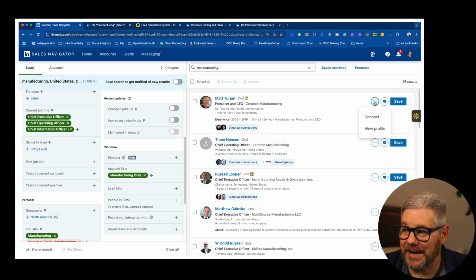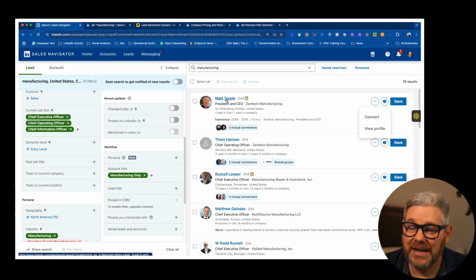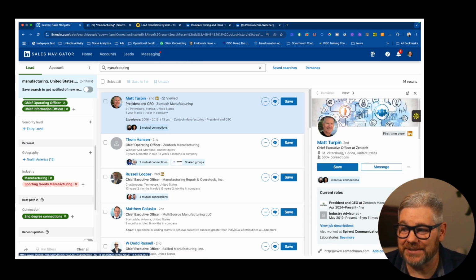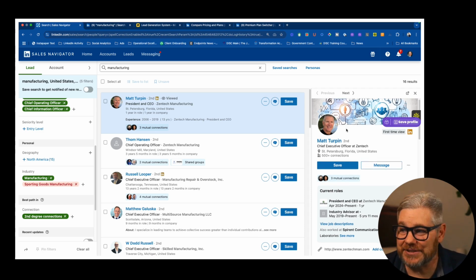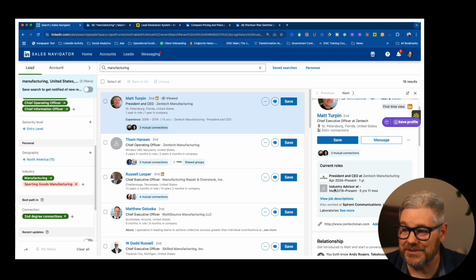So on the right hand side, you can click the three dots, you can click on connect, and that will actually let you send a connection request right from here. If all I cared about was getting through these as quickly as I possibly could, that might be one way to go through it. I honestly, though, like to see a little bit more about the individual. So what I typically do is I click on their name, and then that opens up this little side panel over here and allows me to see a little bit more about this individual.